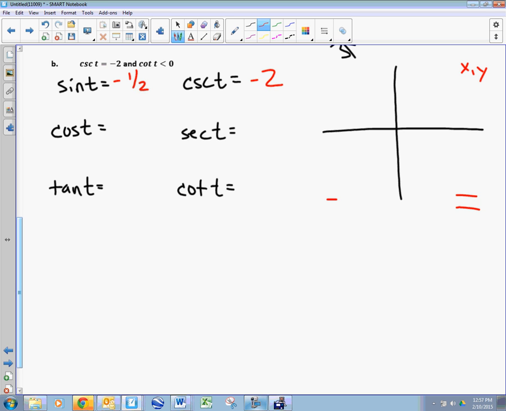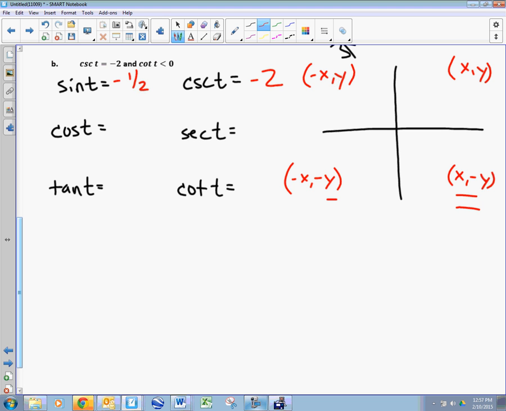This is positive x, positive y. This is negative x, positive y. Negative x, negative y, and then positive x, negative y. So you can see that as you think about just the position, we know that sine, since it has a negative y, it's going to be down here.